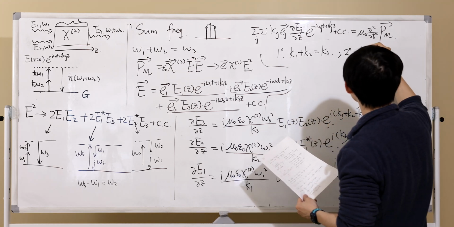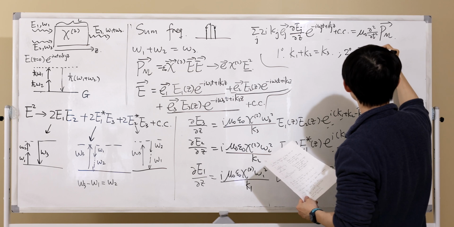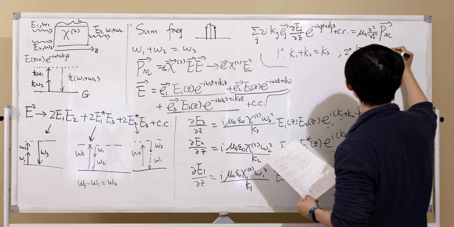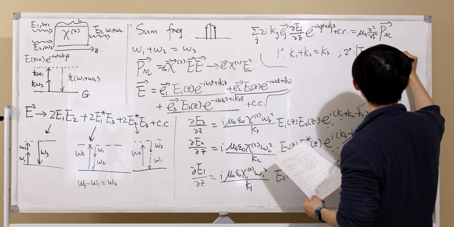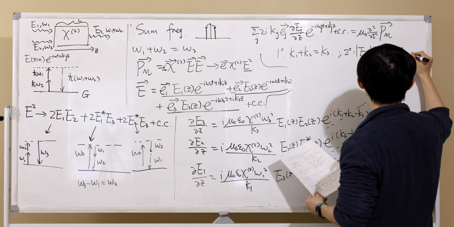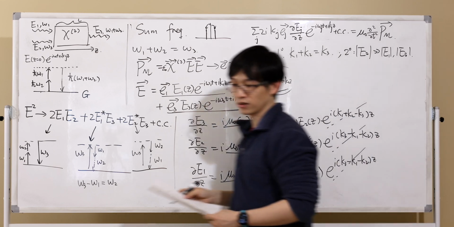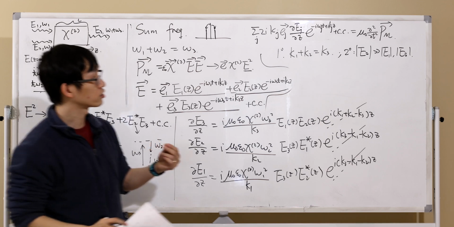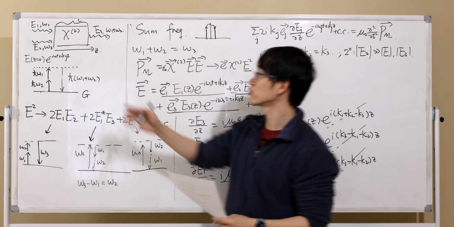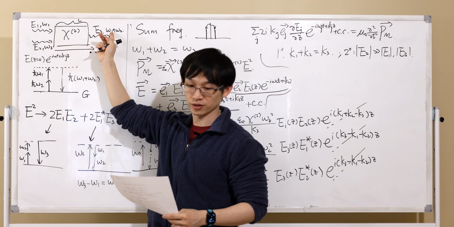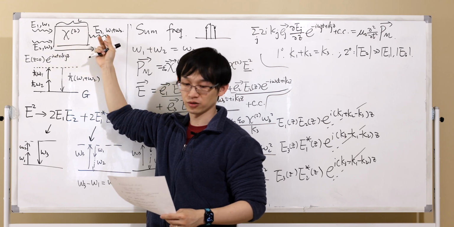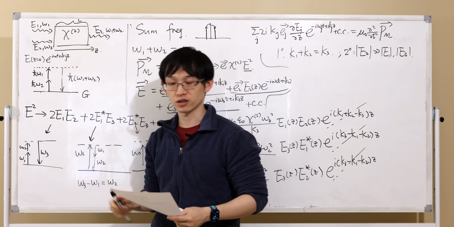What we're going to do is assume E2 is much, much larger than E1 and E3. So it's like a weaker condition, right? We only assume one of them is much larger than E3. The other one is comparable to E3. It's a much weaker condition.